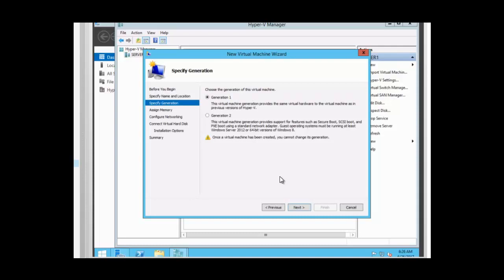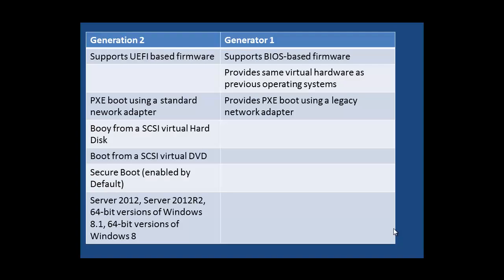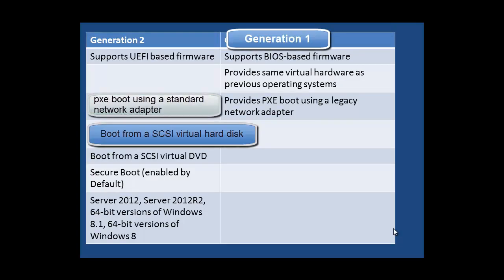We're going to select generation 2, but we're going to pause a moment and we're actually going to talk about what generation 1 and generation 2 means. The generation of a virtual machine determines the virtual hardware and functionality that is presented to the virtual machine. Now we have two types here, two supported virtual machine generations, generation 2 and generation 1.